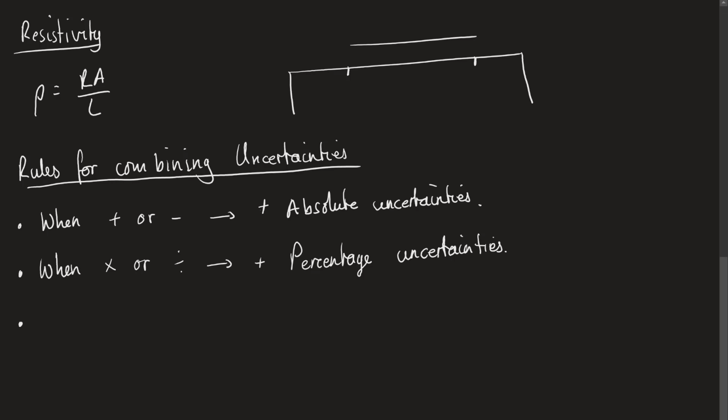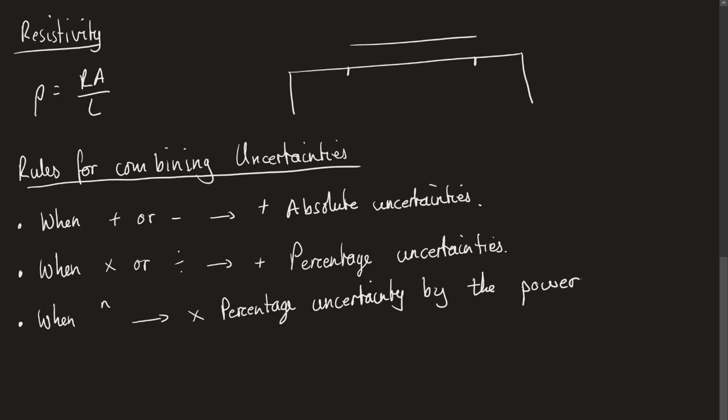And our final thing here is what happens when we have powers. So if I put something to the nth power, what do I do with that? And all I'm going to do is multiply the percentage uncertainty by whatever the power is. Okay, so if I raise something to the power of 3, then my percentage uncertainty is now triple what it originally was by the power. Okay, so if I square something, my percentage uncertainty doubles. If I cube something, it triples, so on. Okay, and these are our general rules for how we're going to combine uncertainties.